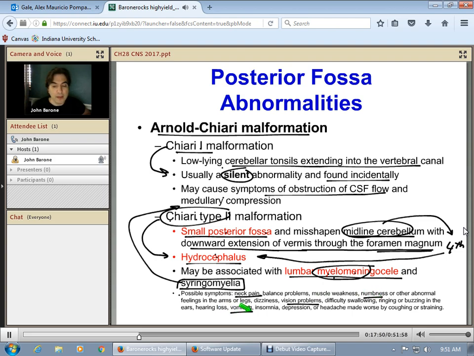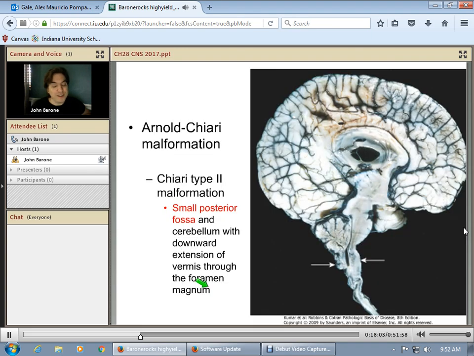You get vomiting, insomnia, headaches, lots of different problems and increased pressure. Now, I want to talk more about this association. Arnold-Chiari can be associated with syringomyelia. So let's talk about that one. That's always a fun one for the exam. All right, let me just show you what's going to happen.